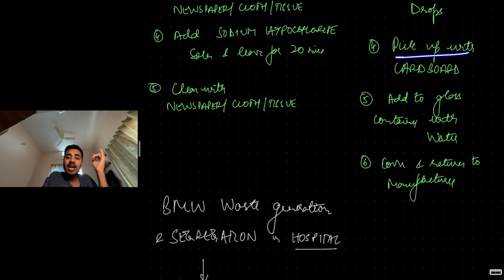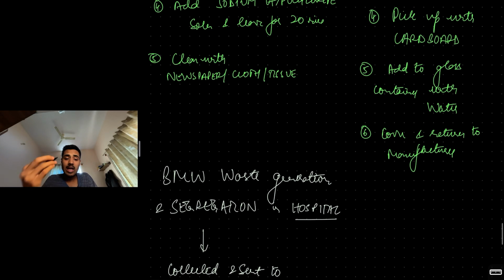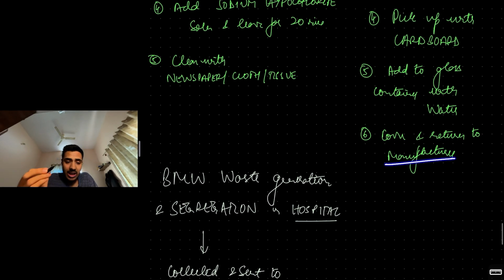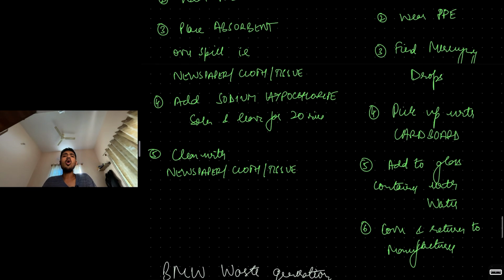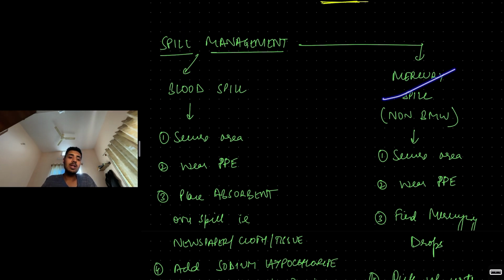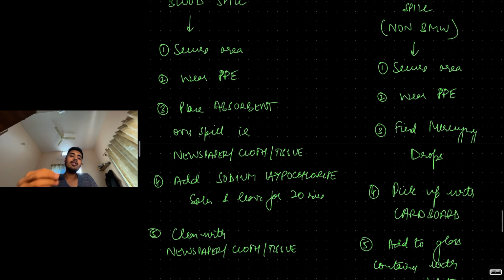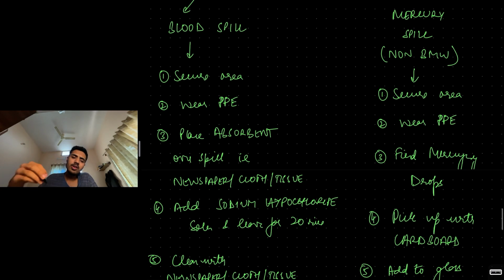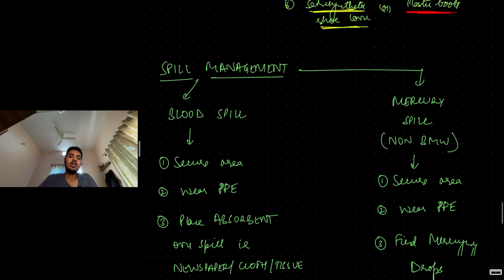Pick up the mercury drops with cardboard and add it to a glass container with water. Once you add all the mercury to the glass container with water, cover that container and return that glass container with water and the mercury to the manufacturer. What manufacturer? Whoever manufactured that BP sphygmomanometer which had the mercury spill, the thermometer which had the mercury, the barometer which had the mercury. So many instruments have mercury. So whichever meter was manufactured with mercury, you have to just return to that same manufacturer. That is about spill management.